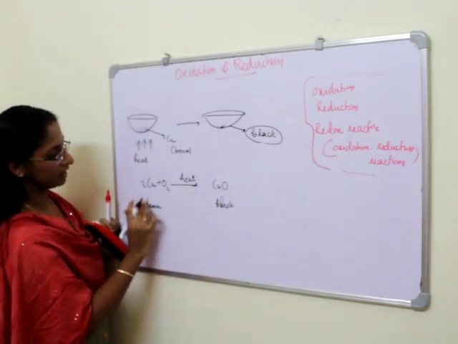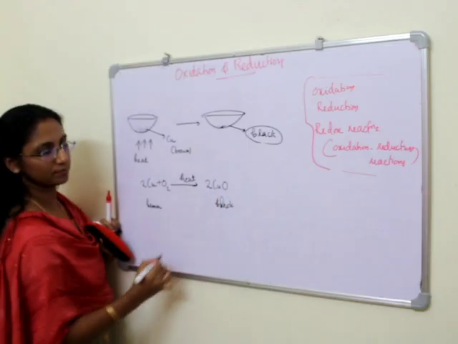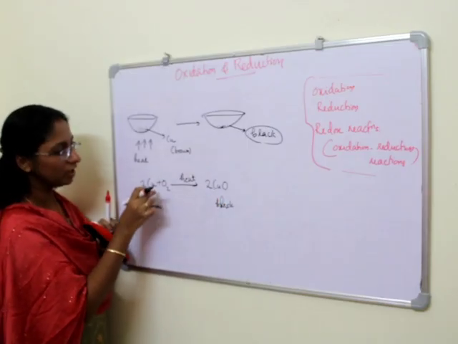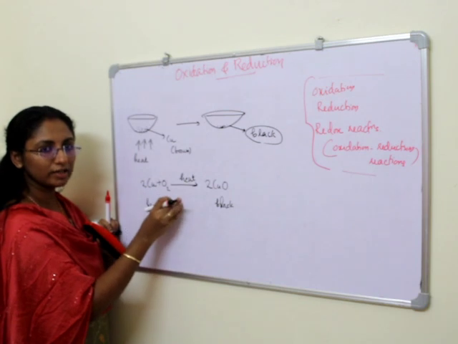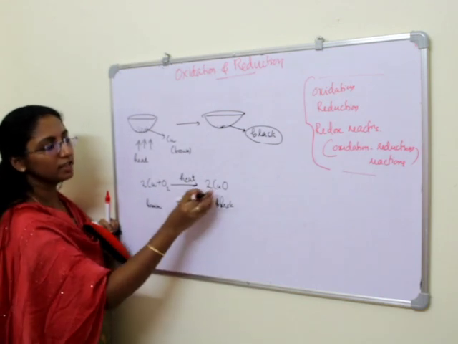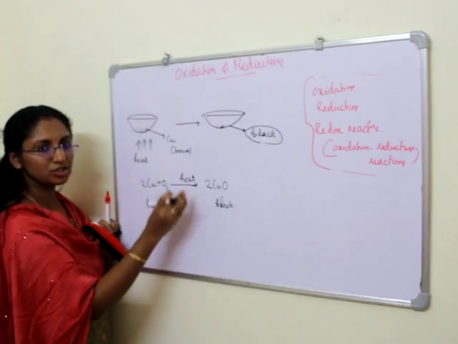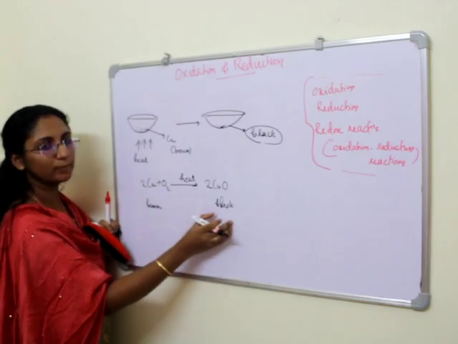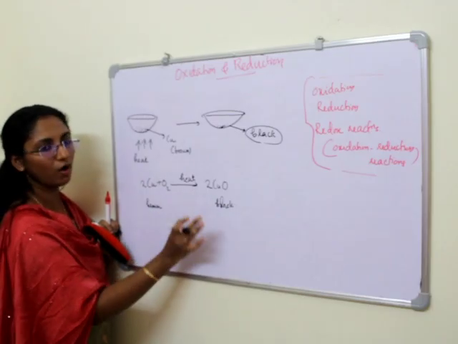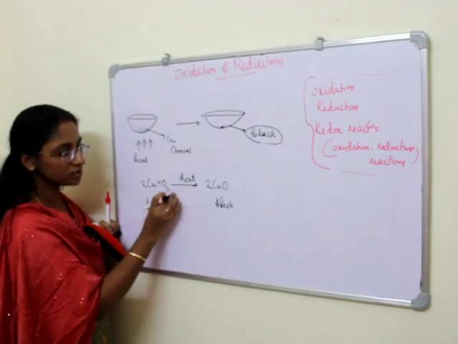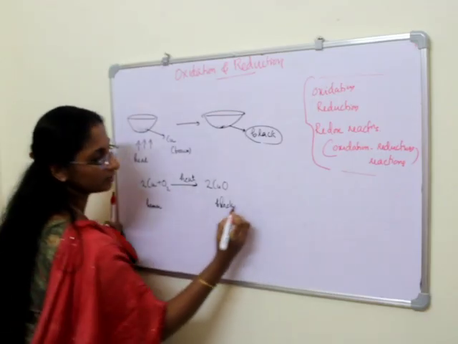So we can balance this equation like this. What is happening when we are heating a copper metal? Copper is reacting with oxygen and getting copper oxide. That's why the color of this compound is changed from brown to black. That means copper is getting oxidized. Copper reacted with oxygen to get copper oxide.